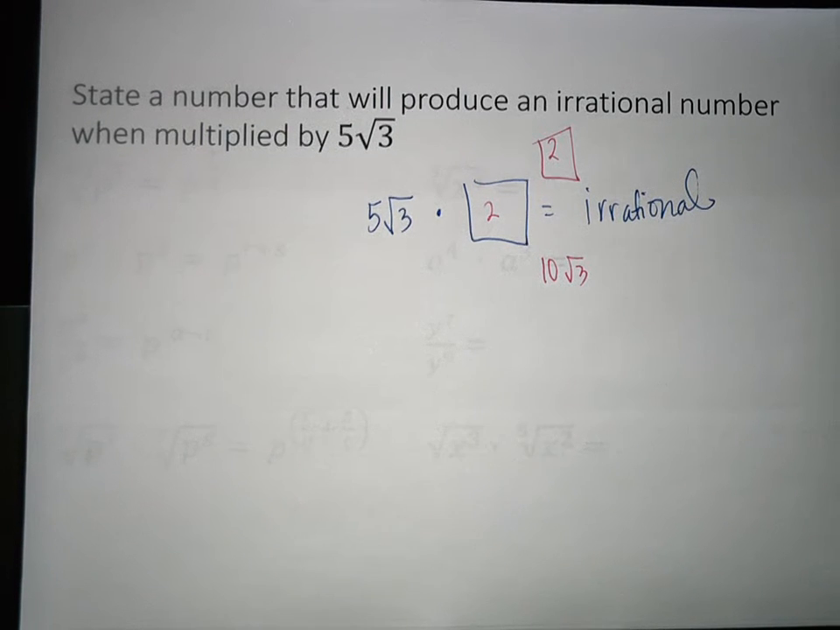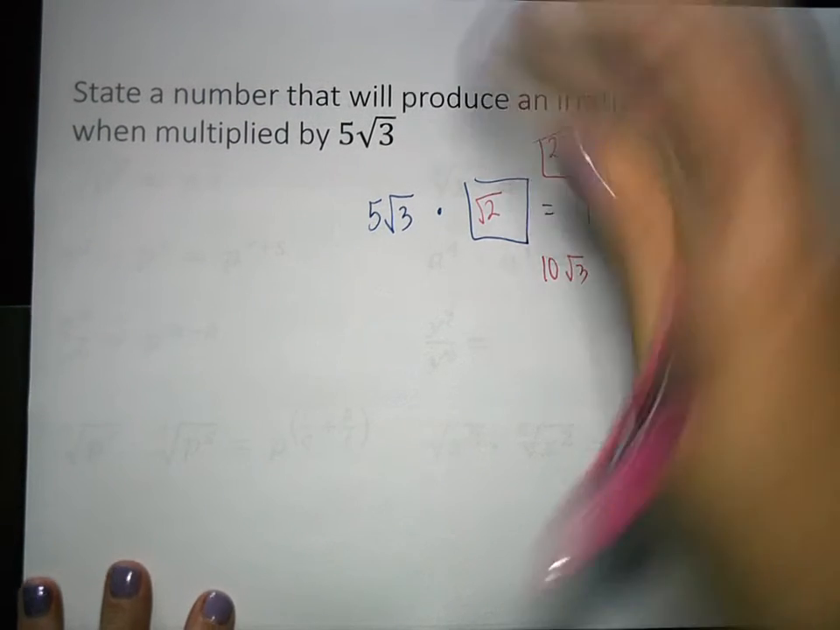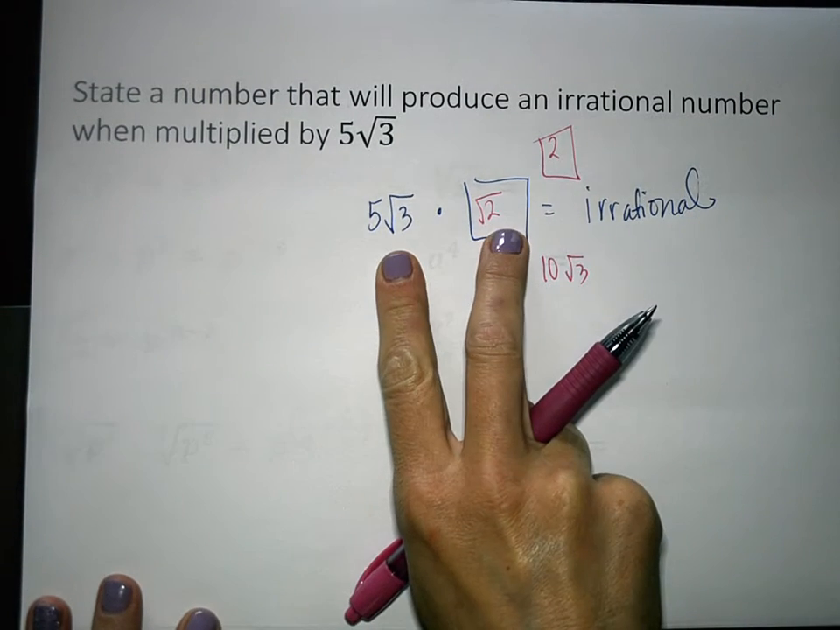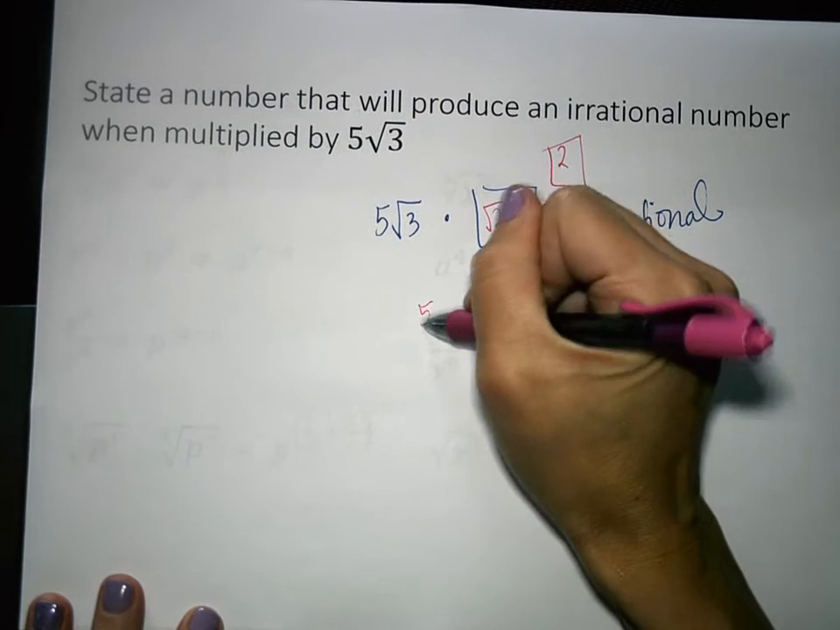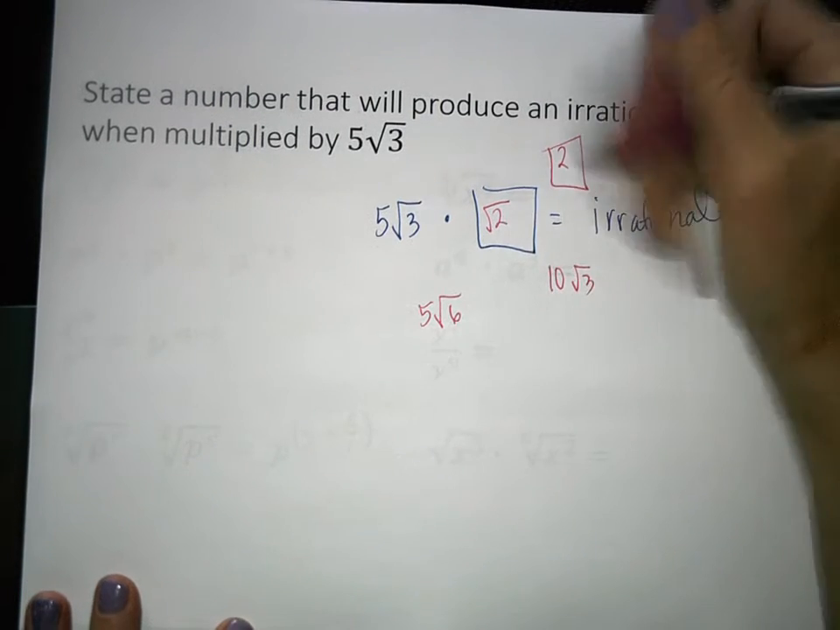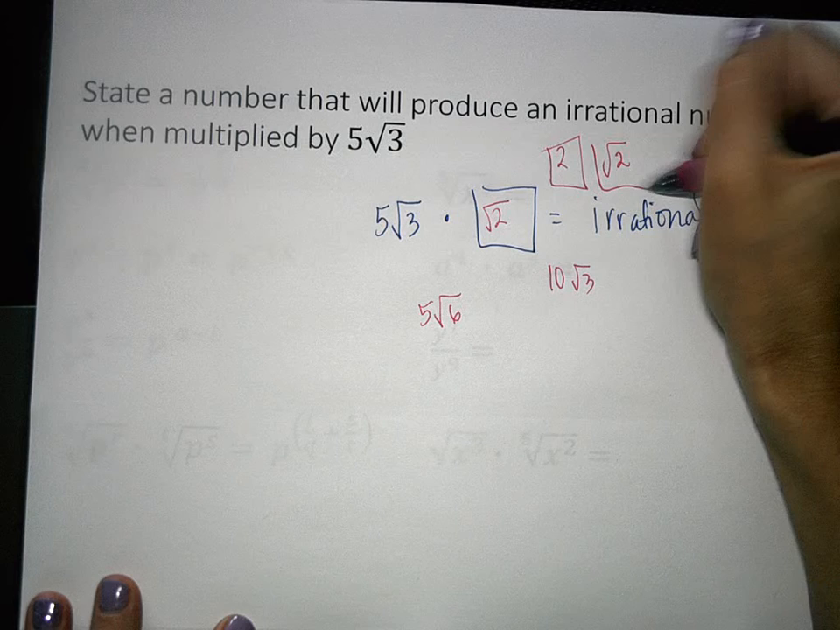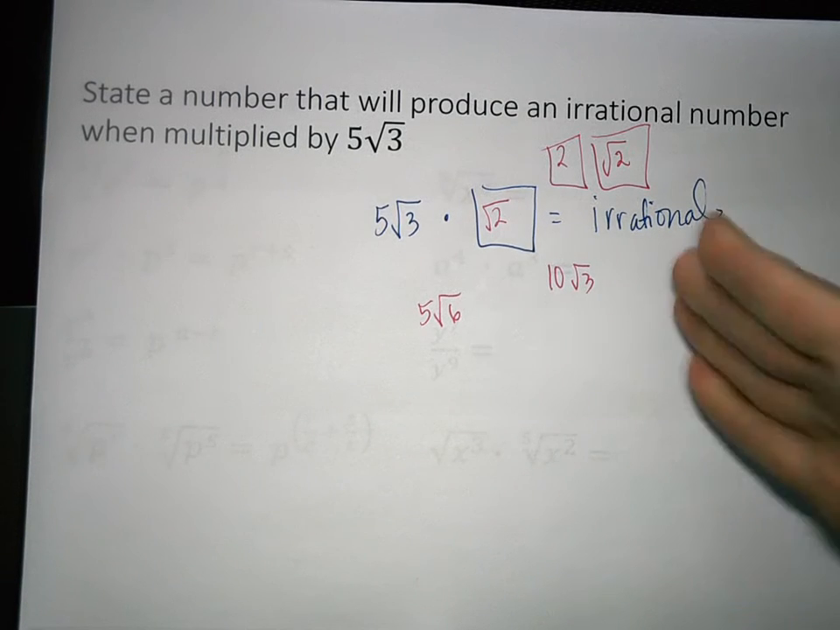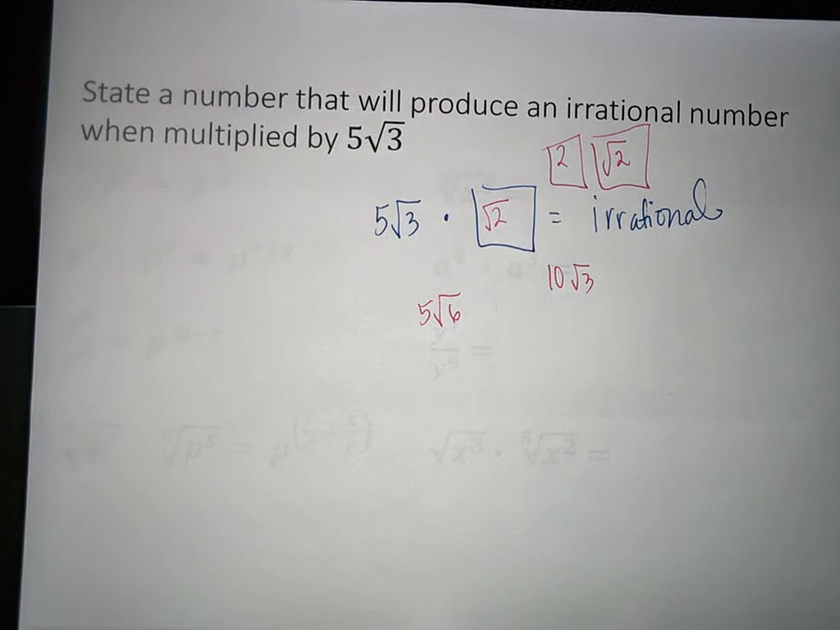You could also even do something like the square root of 2, because the square root of 2 and the square root of 3 wouldn't simplify, and so you'd end up with 5√6. So root 2 is another possible answer that you could have. That's going to still make it irrational because we still have a root in our answer.